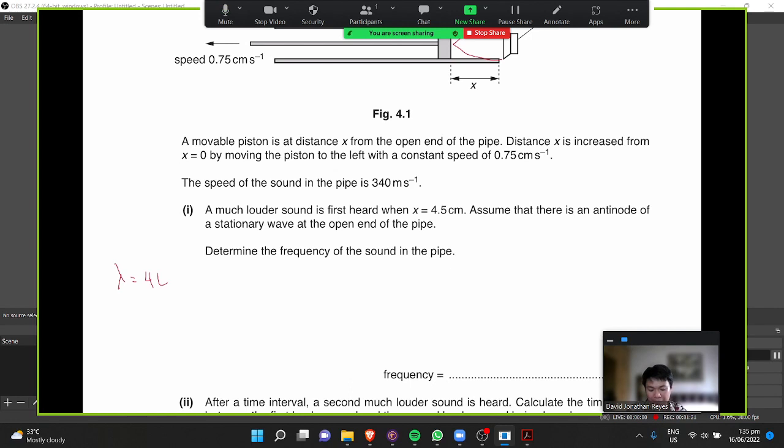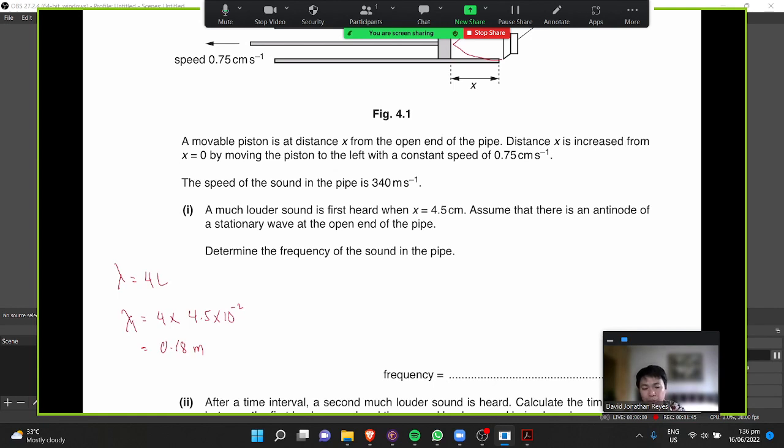So that means lambda would now be equal to 4 multiplied by 4.5 times 10 to the negative 2. Let's compute that. 4 times 4.5 times 10 to the negative 2, you will get 0.18 meters. This is now the wavelength of your wave.